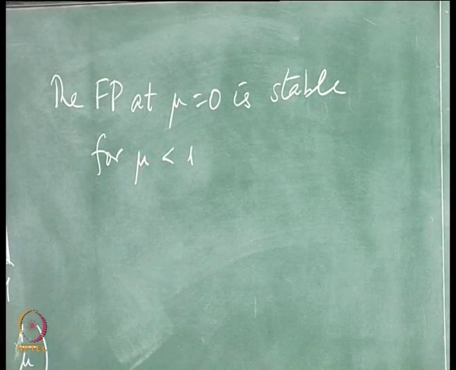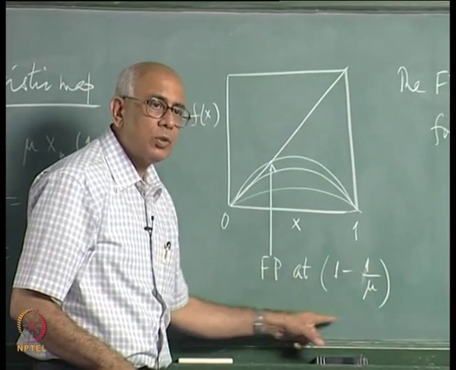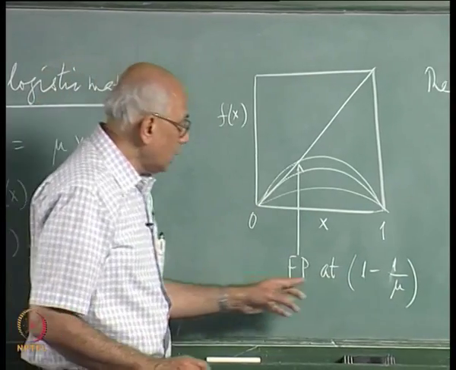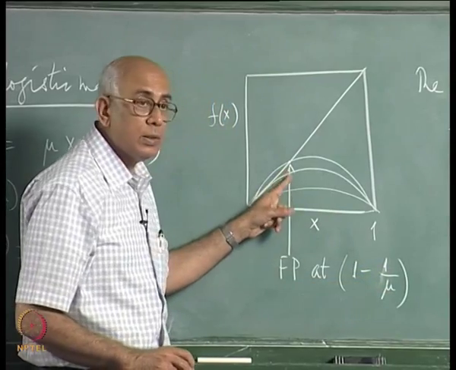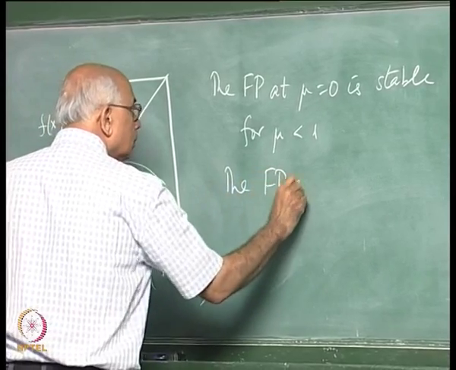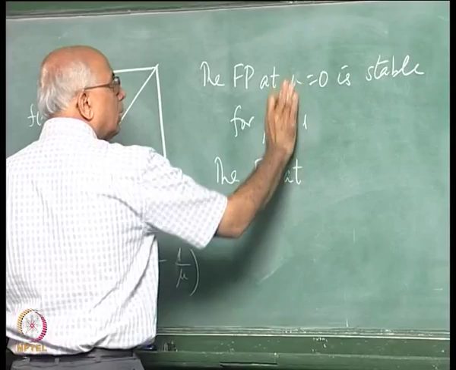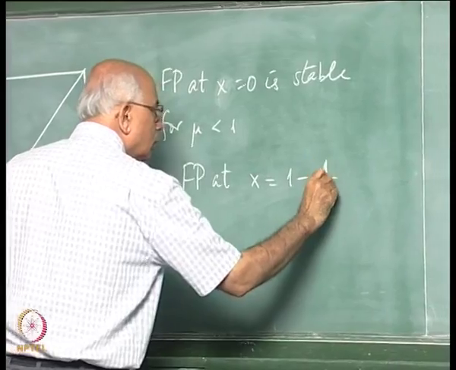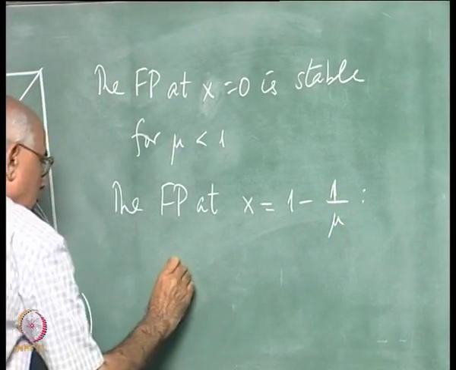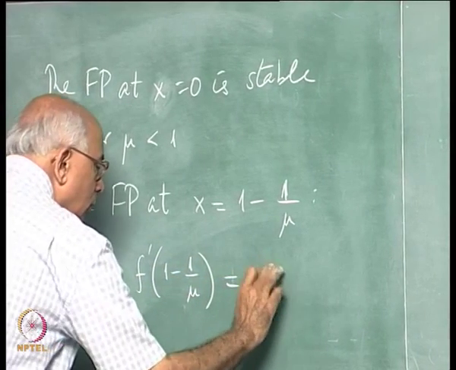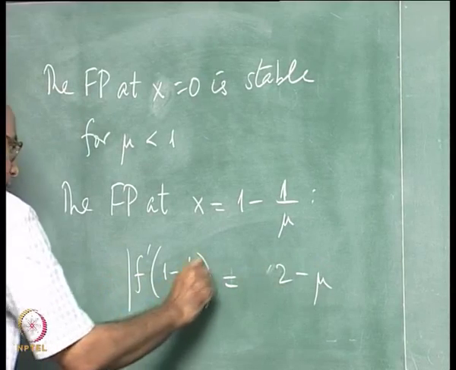At mu equal to 1 it becomes unstable and a new fixed point gets in, which is given by this as soon as mu exceeds 1. For mu less than 1, remember this fellow was on the negative side. As soon as mu exceeds 1, you get a new fixed point in this unit interval, and its slope, the fixed point at, sorry, x equal to 0, at x equal to 1 minus 1 over mu, f prime at this point 1 minus 1 over mu is equal to 2 minus mu. So the mod of this is this guy.